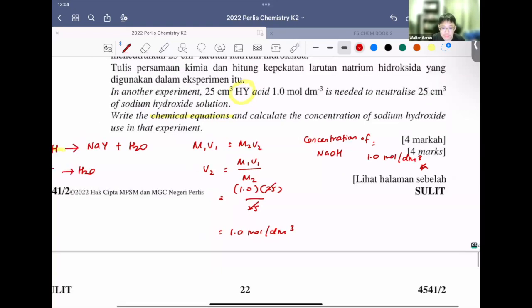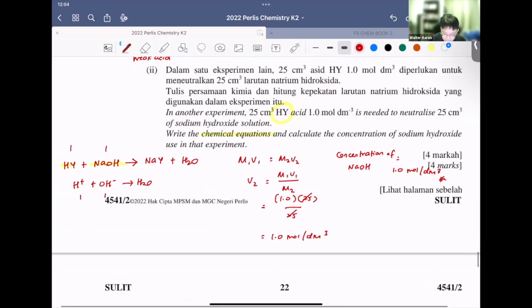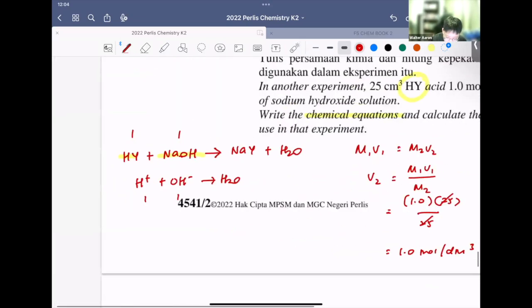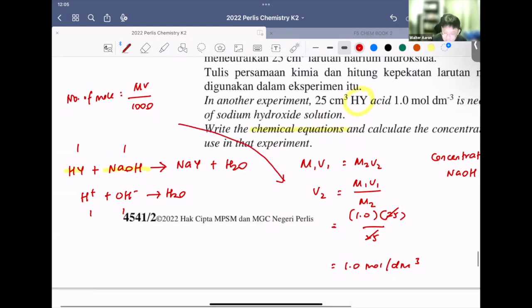Right, so that's pretty simple. If you want to do the traditional way, the long way, you can compare the number of moles by using the formula MV over 1000. If you compare the number of moles, then you realize it's a 1-to-1 ratio. So that's why we can proceed straight away by using this one. But sometimes students are a bit uncomfortable doing that. Perhaps they want to show everything in a more traditional or proper way.